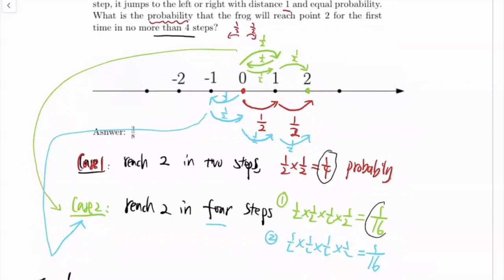1 quarter, 1 of 16, 1 of 16. So we add them up. So it's 1 quarter plus 1 of 16, and plus 1 of 16. So we get the final probability. If you combine all cases together, it is 3 over 8.